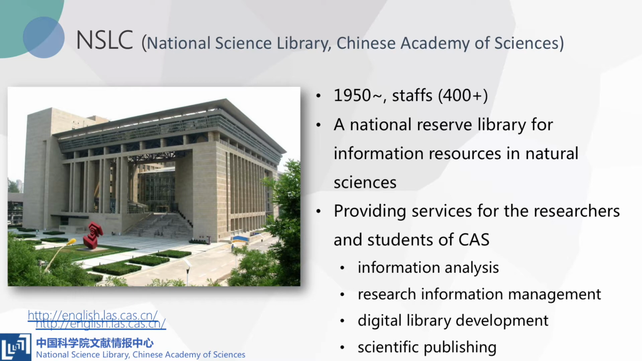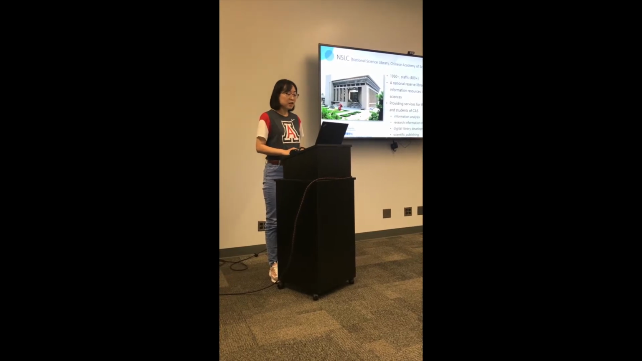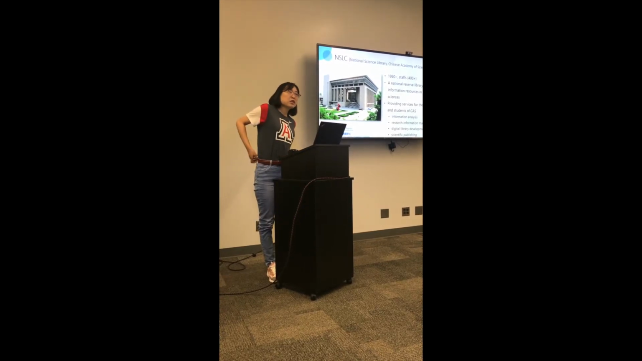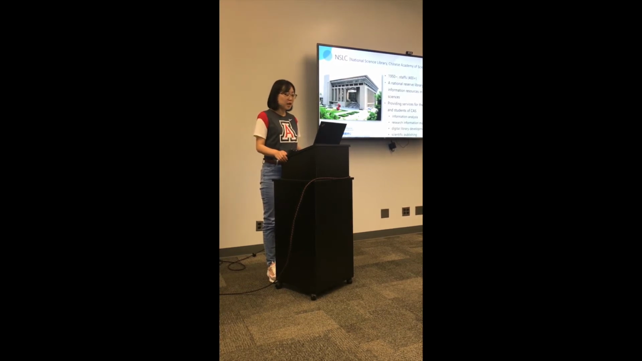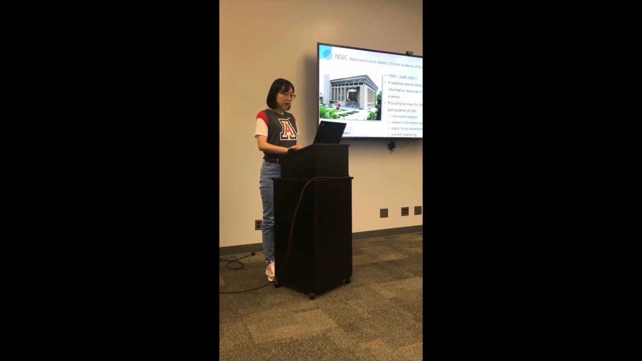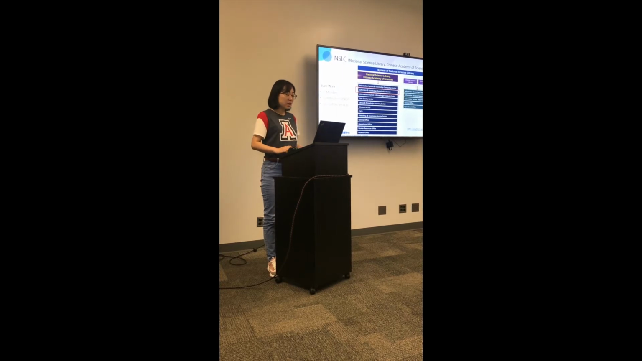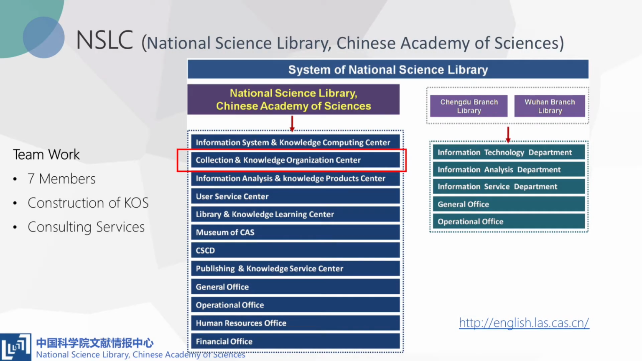Actually, it functions as a national reserve library for information resources in national science, and it can provide services for the researchers and the students in the Chinese Academy of Sciences. We can provide many kinds of services like information analysis, research information management, digital library development, and scientific publication. We have several departments, more than 12, I think.